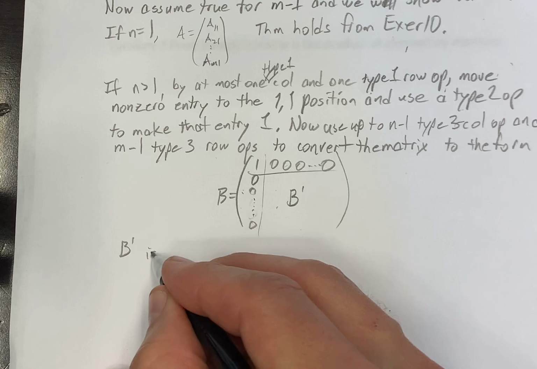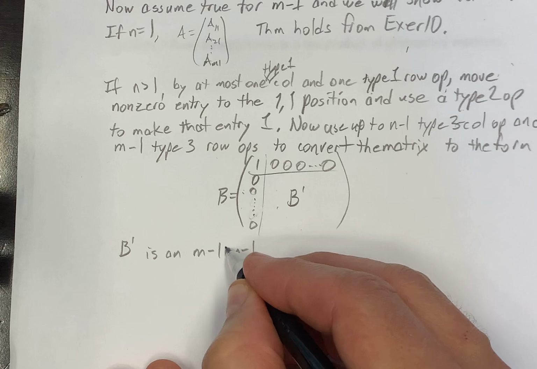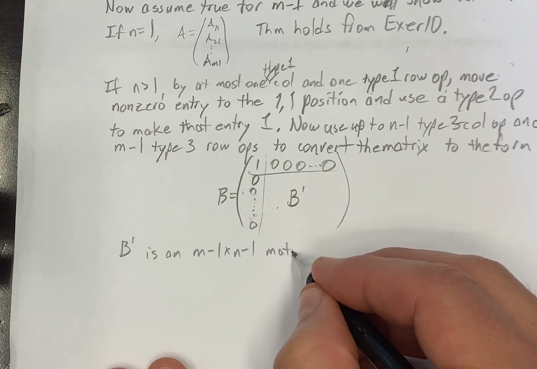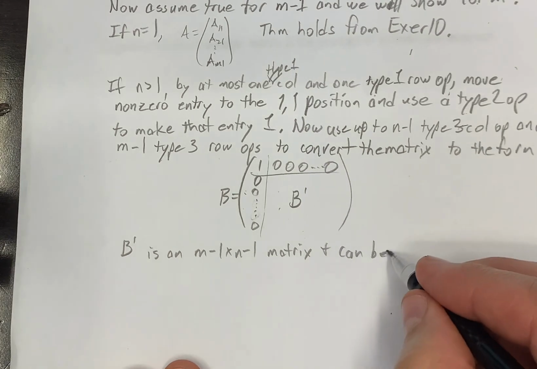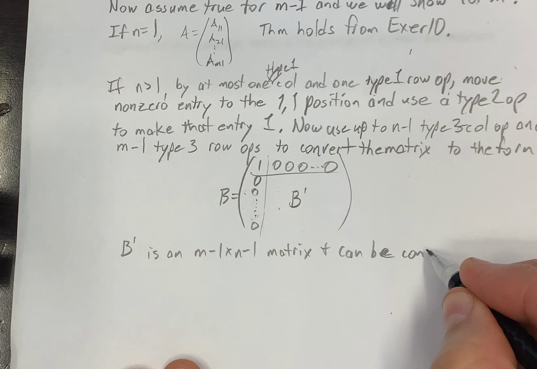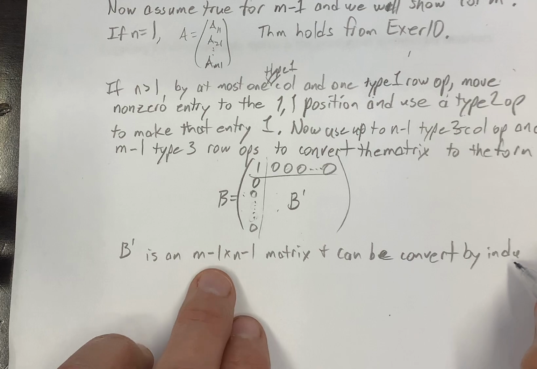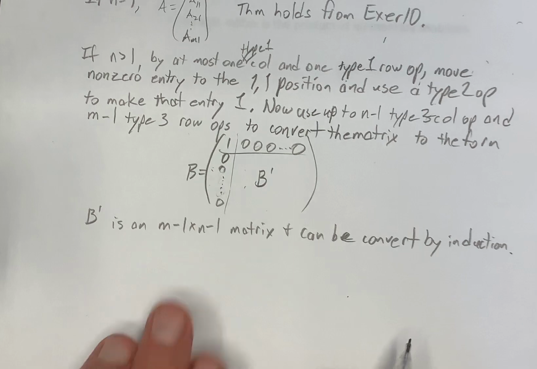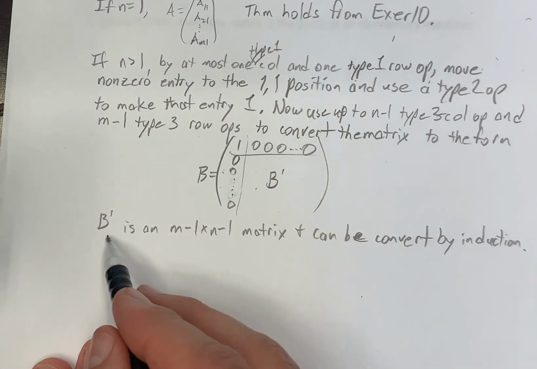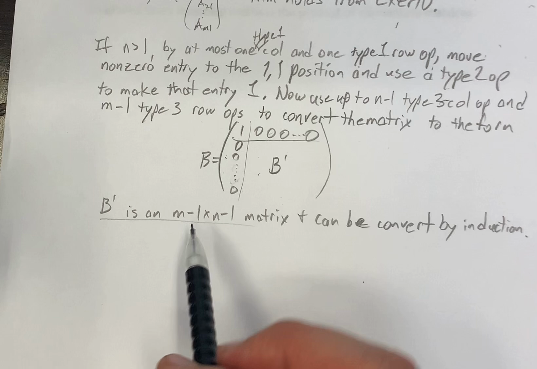B prime is an M minus 1 by N minus 1 matrix and can be converted to the desired form by induction, right? This is a matrix of smaller form, okay? So the only thing left to notice is that this can be converted by finitely many row operations. This is finitely many row operations.